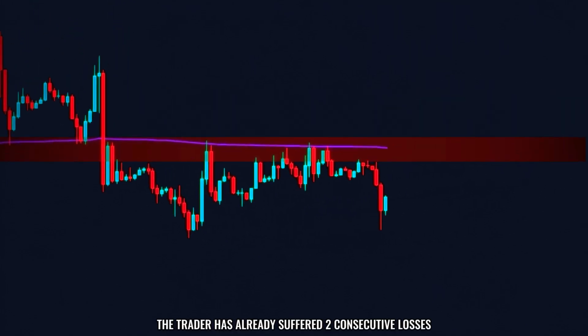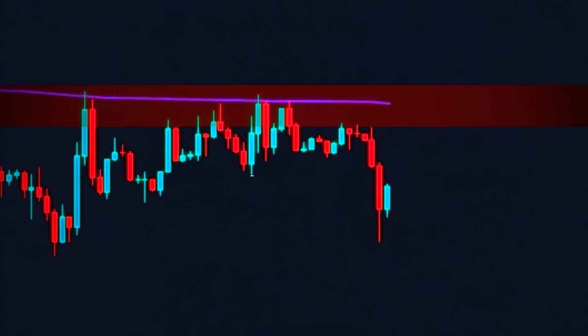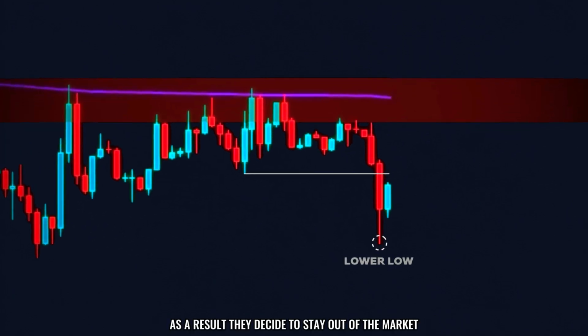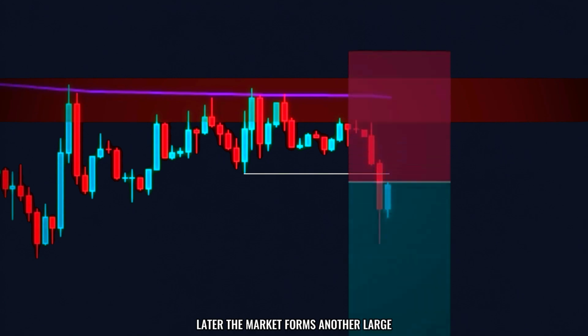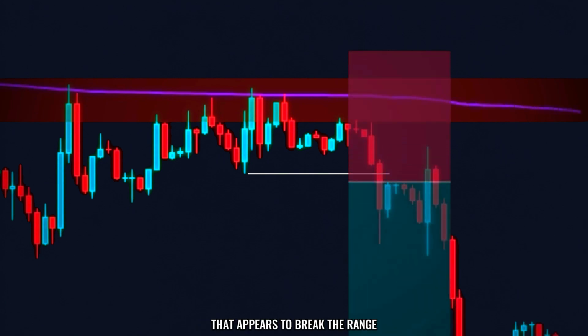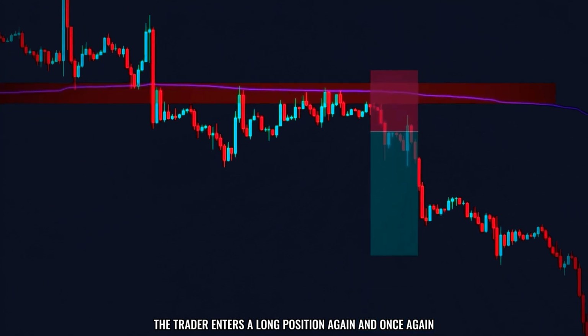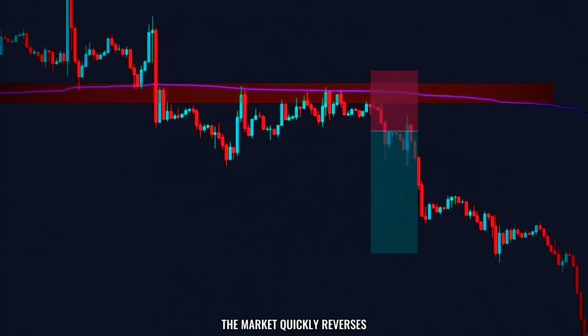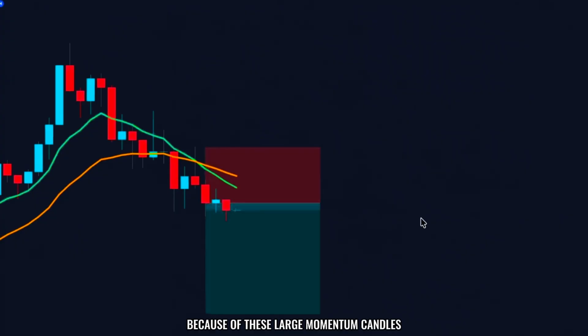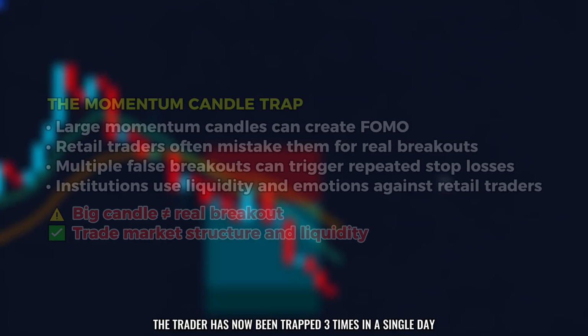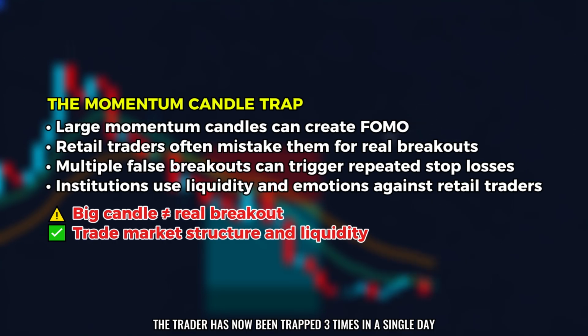Now the trader has already suffered 2 consecutive losses. As a result, they decide to stay out of the market until the range is clearly broken. Later, the market forms another large bullish momentum candle that appears to break the range. The trader enters a long position again, and once again, the market quickly reverses. Because of these large momentum candles, the trader has now been trapped 3 times in a single day.